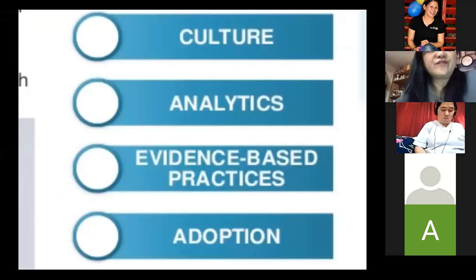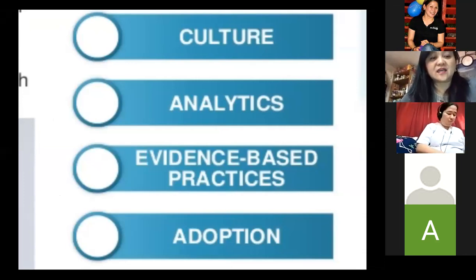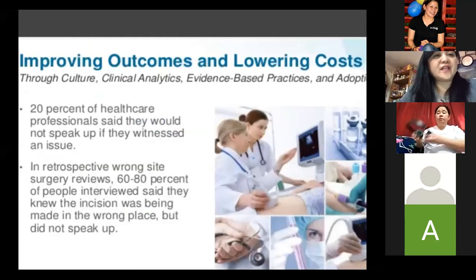Now, for the safety that we have in care, we have to consider the culture and analytics, the evidence-based practices and adaptations. So, improving the outcomes and lowering the cost through culture and clinical analytics evidence.